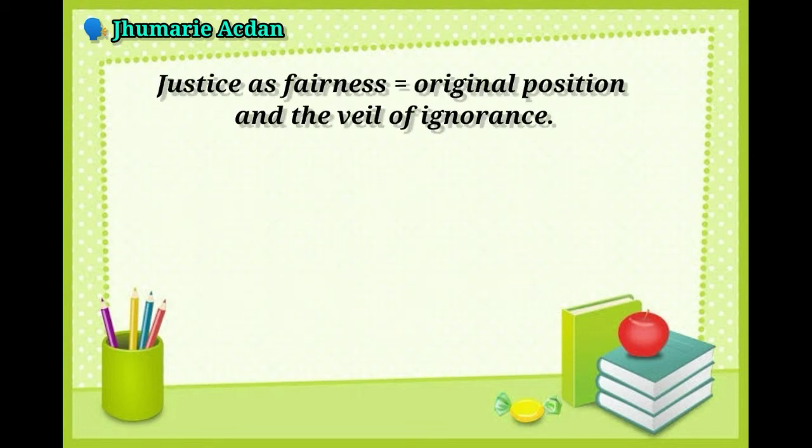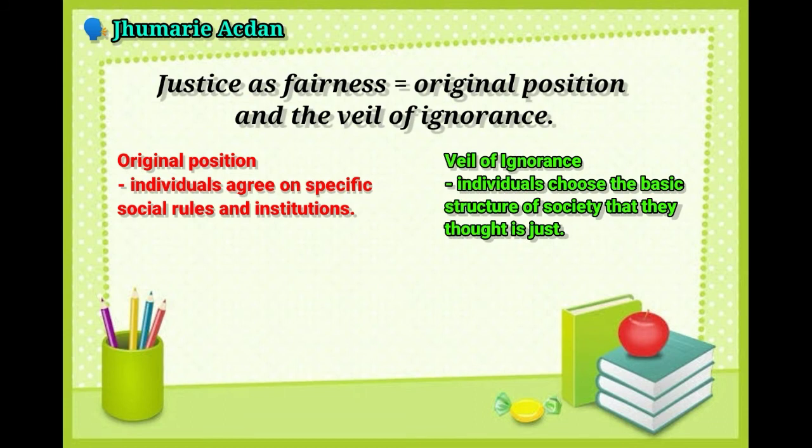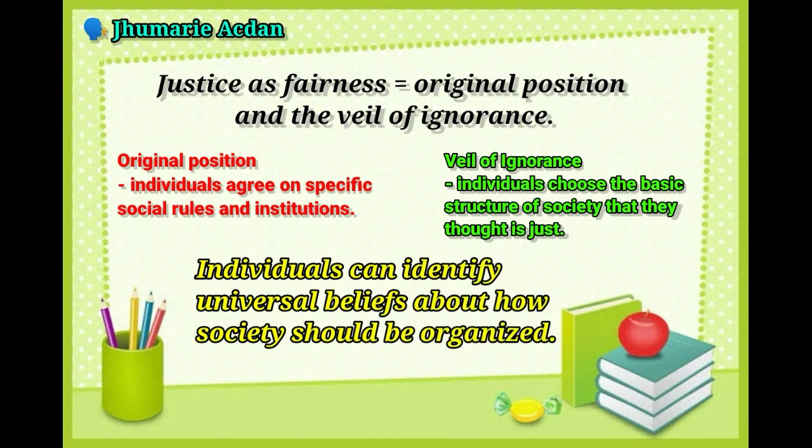Justice as fairness is achieved through the notions of the original position and the veil of ignorance. In the original position, individuals agree on specific social rules and institutions. And in the veil of ignorance, individuals choose the basic structure of society that they think is just. This is possible because Rawls argues that selfish but rational people who are detached from their concrete identity and context will freely choose to create a society that is truly just. In fact, Rawls believes that through the veil of ignorance, individuals can identify universal beliefs about how society should be organized.